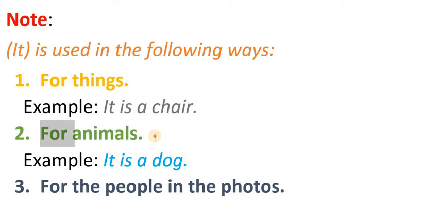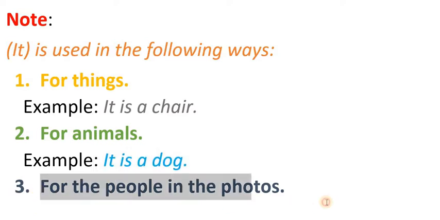The next one is for animals. If I want to talk about a bird, a dog, a crocodile, a lion, or a tiger, I'm going to use the subject it. For example, it is a dog, or it's a tiger, or it is a parrot, or it is a puppy. So that was about animals.